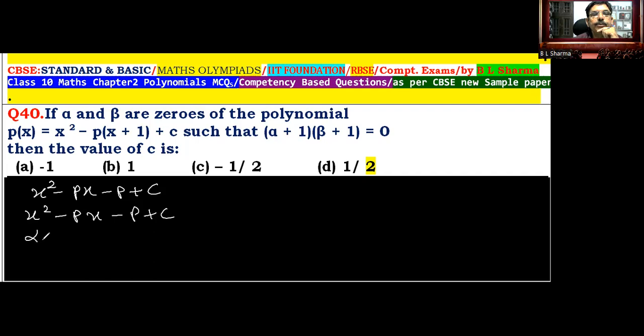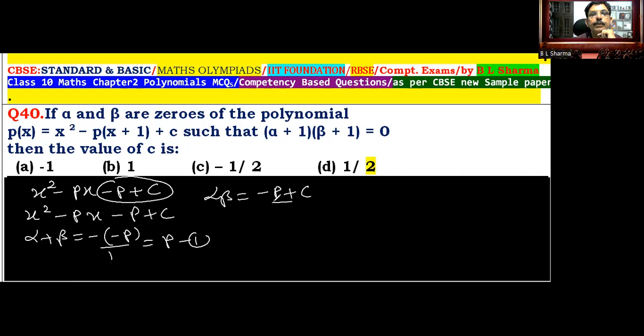Right. So the sum of zeros is given by negative of the coefficient of x, that is minus p, upon the coefficient of x squared, that is 1. So alpha plus beta is p, number 1. And the product of the zeros is given by the constant term, that is here minus p plus c, upon the coefficient of x squared, that is 1. So that is minus p plus c, that is 2.